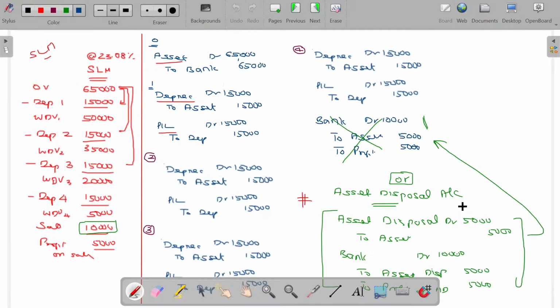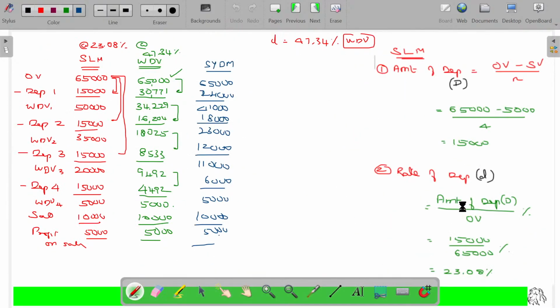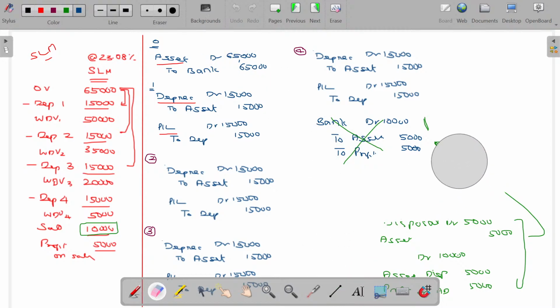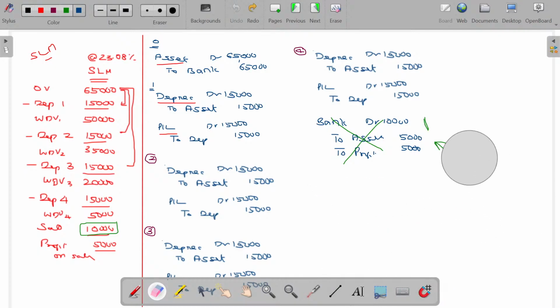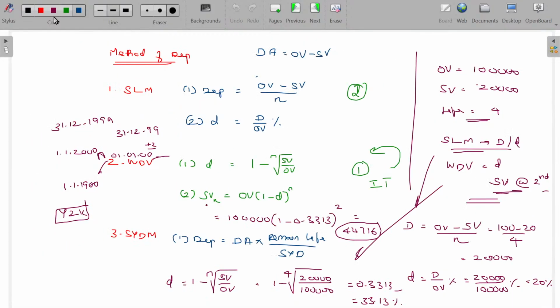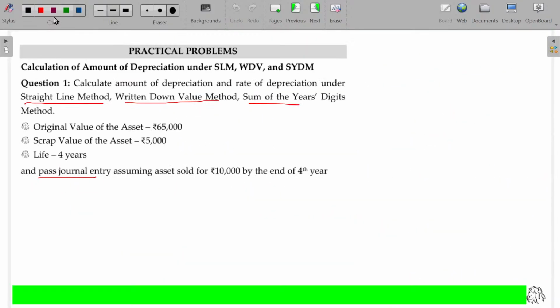In the last class, we have completed this illustration on depreciation. Calculate the amount of depreciation and rate of depreciation under straight line method, written down value method, sum of the years digits method and all.